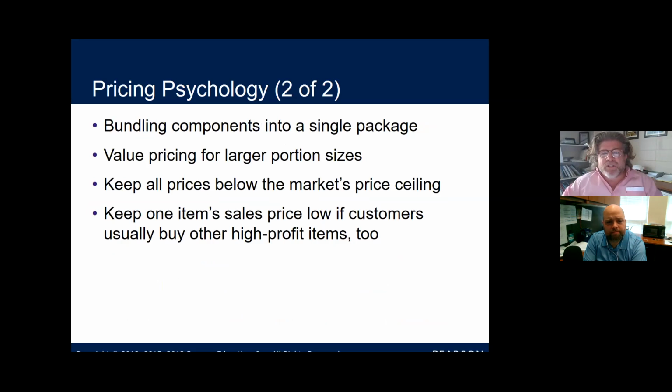And bundling things together, such as burgers, fries, and a drink. The fries and the drink are very profitable. The burgers we tend to make less profit on. We bundle them together. If we get someone to buy all that, we make more money.